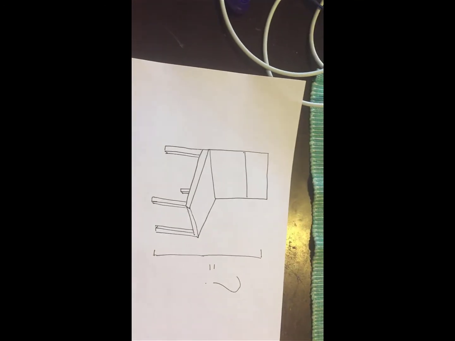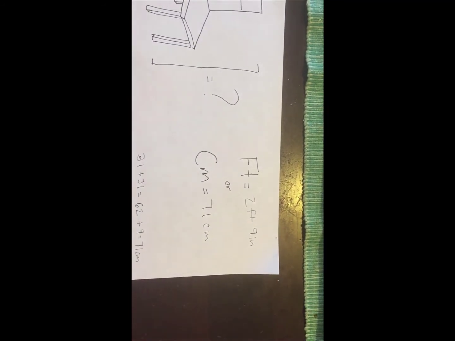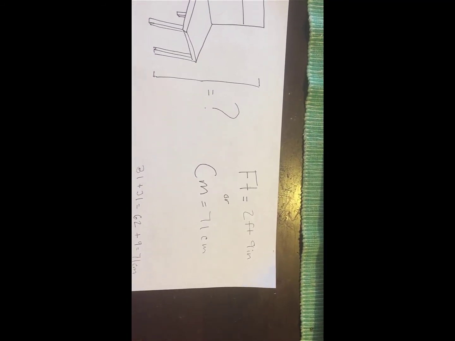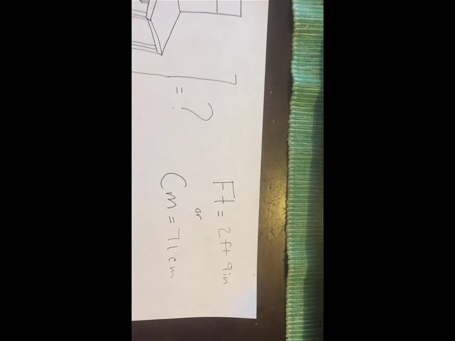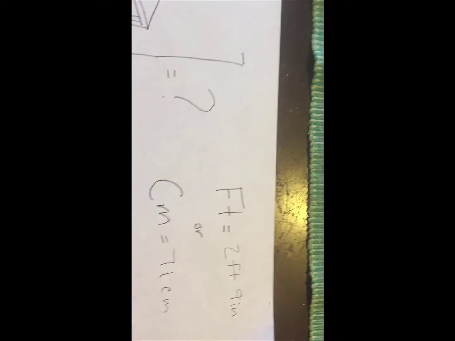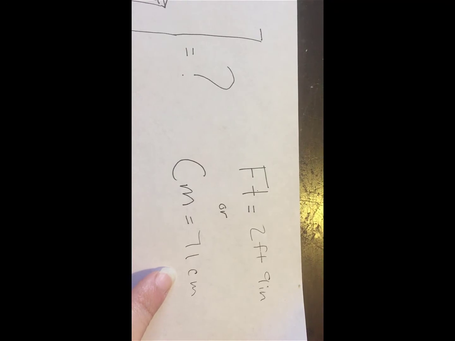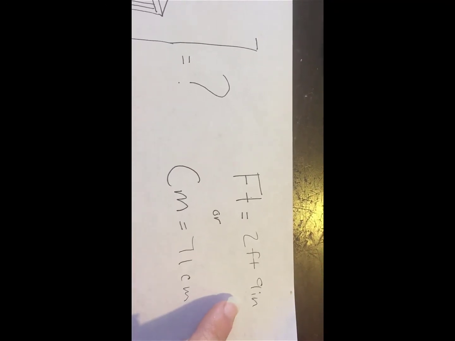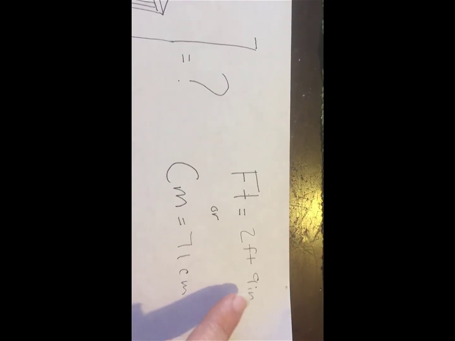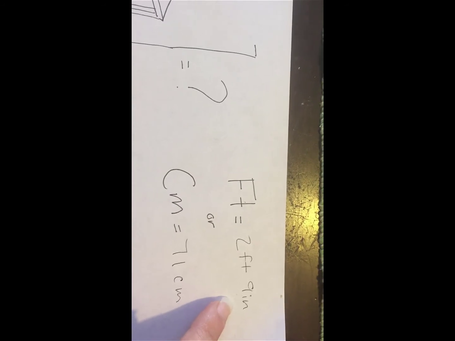All right, class, so now we have our final results. How tall was the chair? It was 2 feet 9 inches tall, or 71 centimeters. Now, what did we learn? We learned that even though the 71 centimeters is a much bigger number, it still equals the same distance as the 2 feet 9 inches.